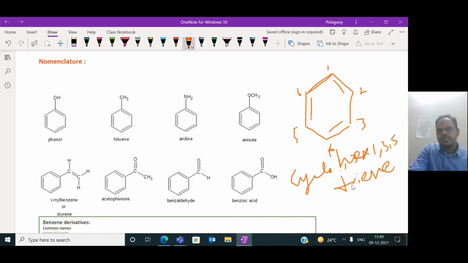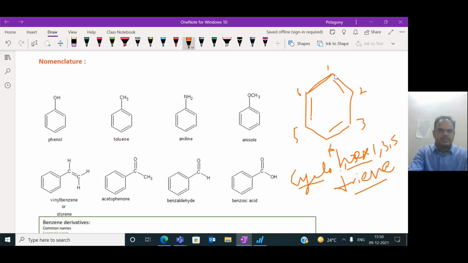That means for benzene generally we follow common names and systematic IUPAC names. The common name of this structure is benzene, and its IUPAC name, since it is a cyclic structure, is cyclohexa-1,3,5-triene. That is the IUPAC name of benzene we write.